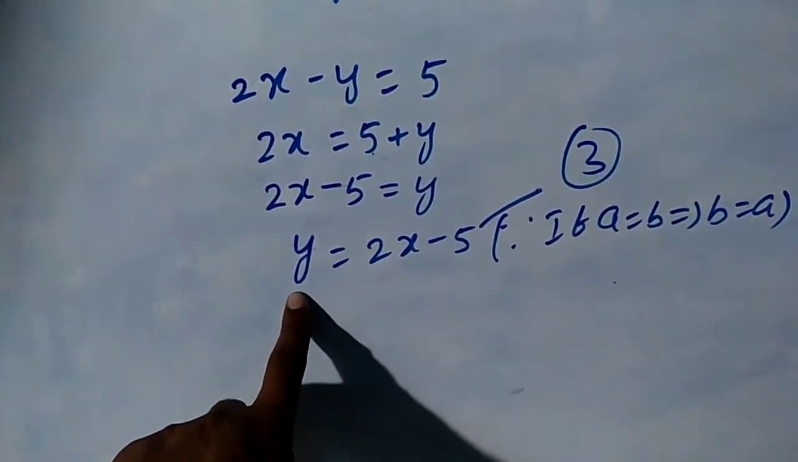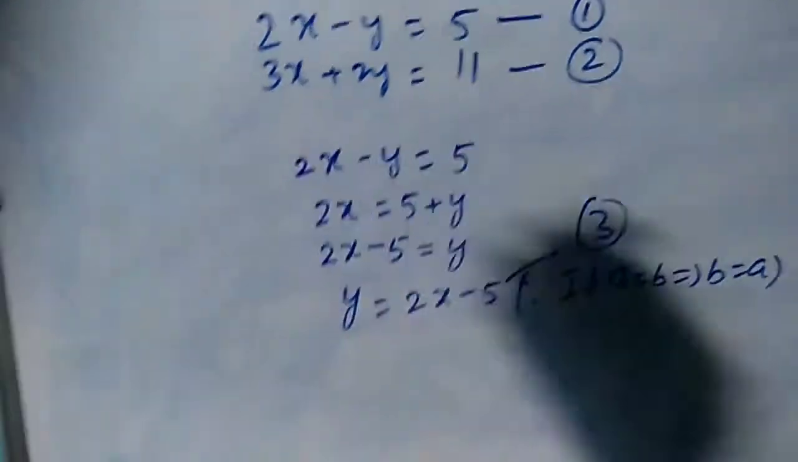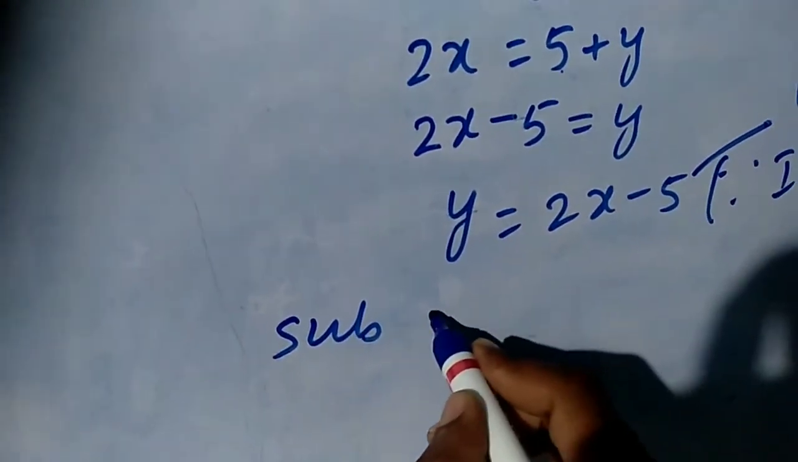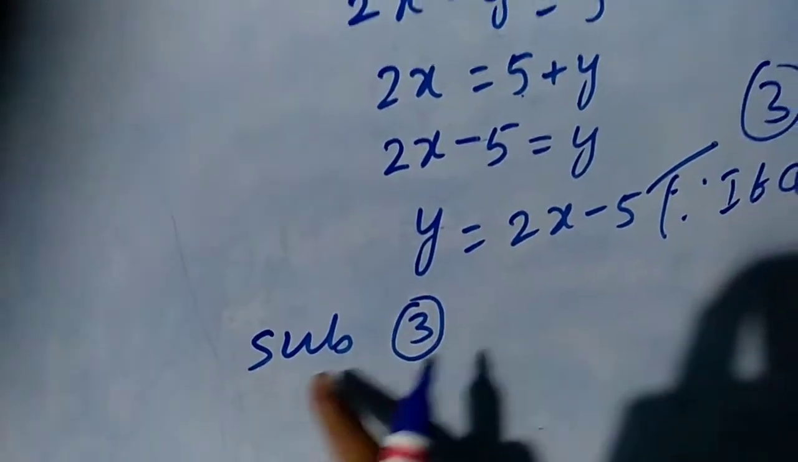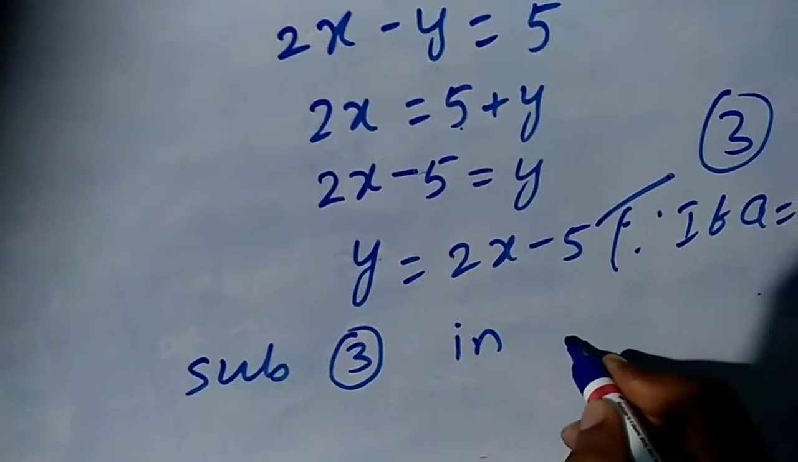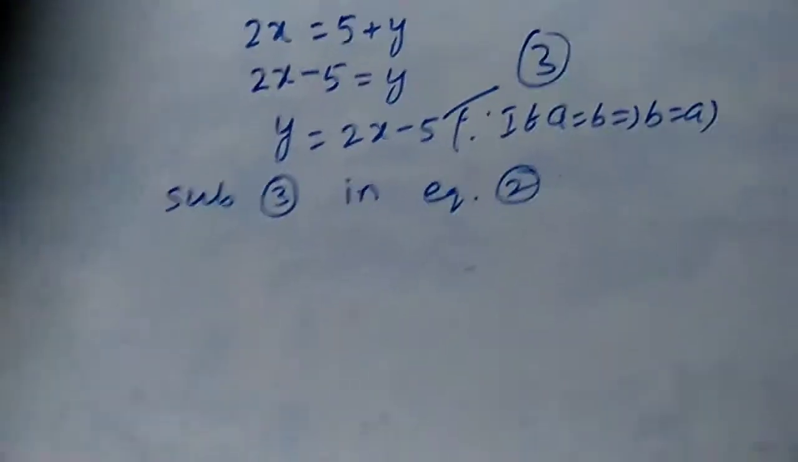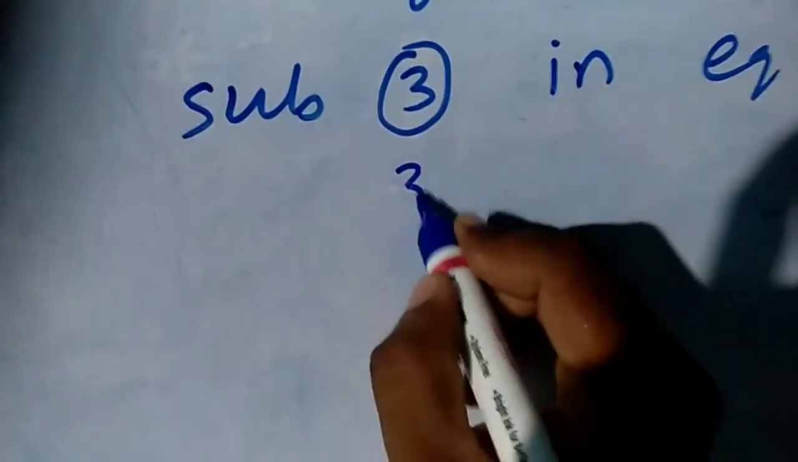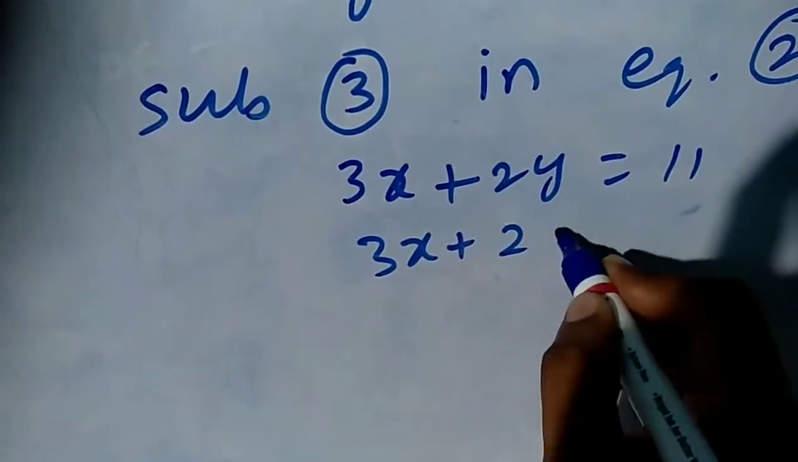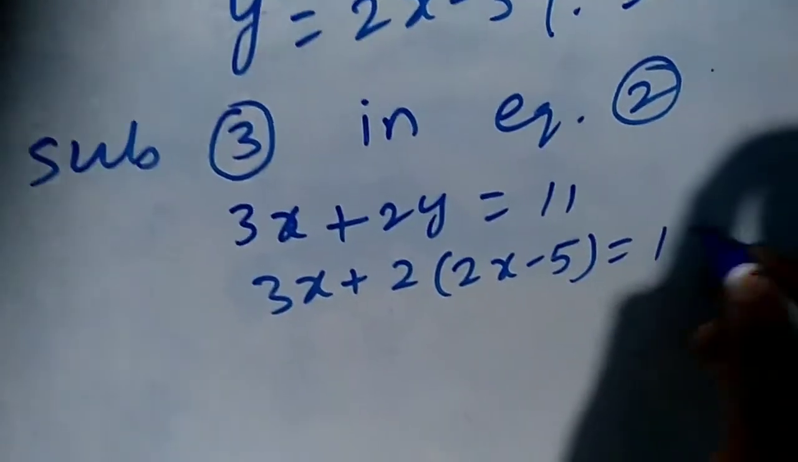So substitute this y is equal to 2x minus 5 in the second equation. Substitute equation 3, that is this equation, in equation 2. So what happens? See, 3x plus 2y is equal to 11. So 3x plus 2 into the y value, which is 2x minus 5, is equal to 11.